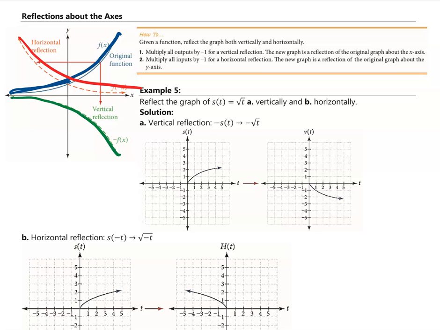So example 5, reflect the graph of s of t is equal to square root of t. Square root of t is this graph vertically and horizontally. So letter A, vertical reflection from s of t to negative square root of t. So vertical reflection is from here to here. So that is about the x-axis.